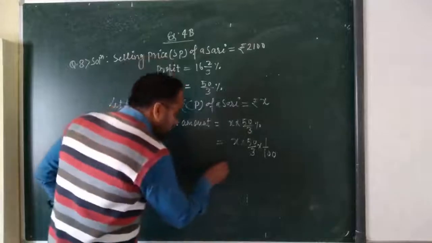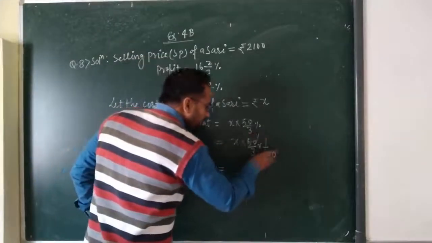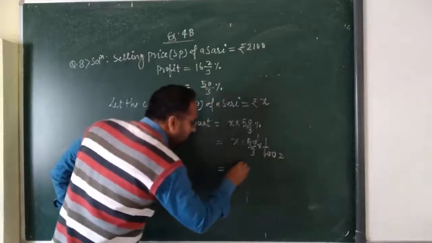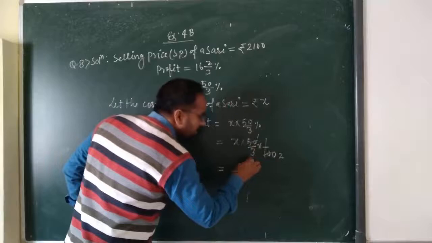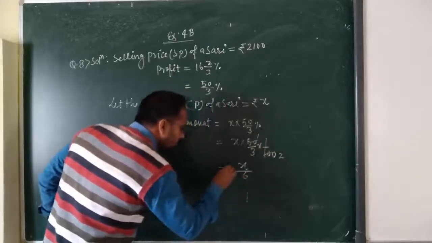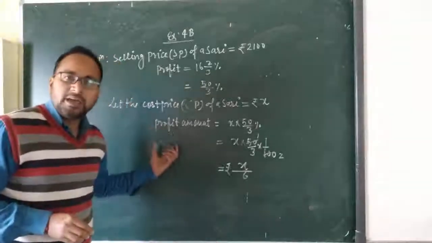Okay students? So then next step, 50 1 is 50, 50 2 is 100. Then what you will get? In the numerator you will get X, in the denominator 3 2 is 6. You will get rupees X by 6 is the profit amount.